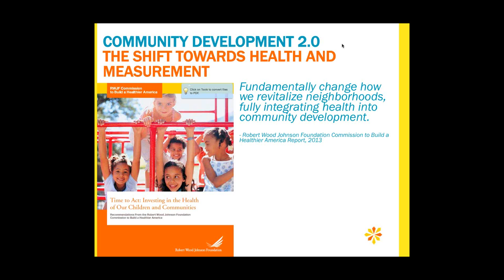The Robert Wood Johnson Foundation's Commission to Build a Healthier America came out last year with their recommendations, and in fact, PolicyLink's Angela Glover Blackwell was one of the commissioners who helped to develop these recommendations. One of those was explicitly to fundamentally change how we revitalize neighborhoods, fully integrating health into community development. We know that community development practices have always influenced health, but the sector is increasingly embracing health as an explicit purpose and outcome. And clearly, both sectors share mutual interests in communities where all people can live healthy and rewarding lives.